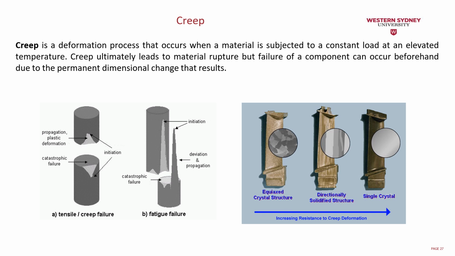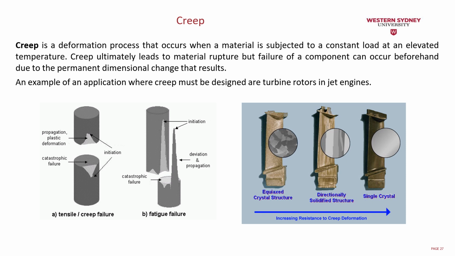Now, another term that you'll learn about is creep. I may have demonstrated that for you in class last time. Creep is a deformation process that occurs when the material is subjected to a constant load at an elevated temperature. The creep ultimately will lead the material to rupture, but failure of the components can occur beforehand due to the permanent dimensional change that results. An example of applications where creep must be designed for are turbine rotors in jet engines.